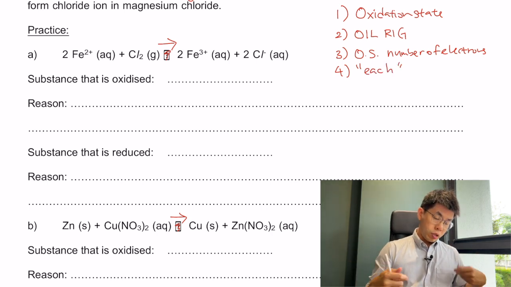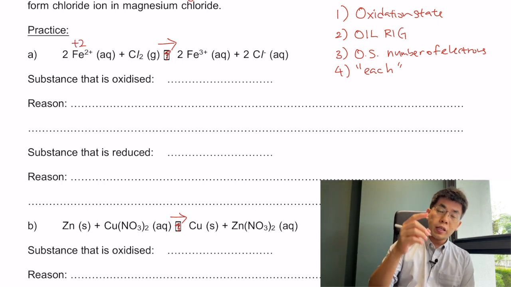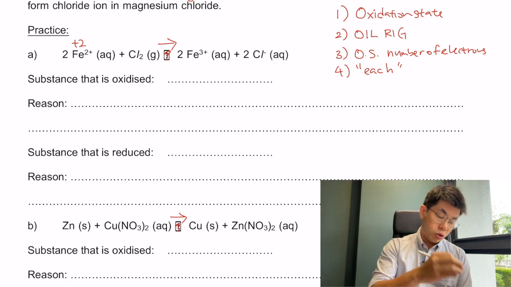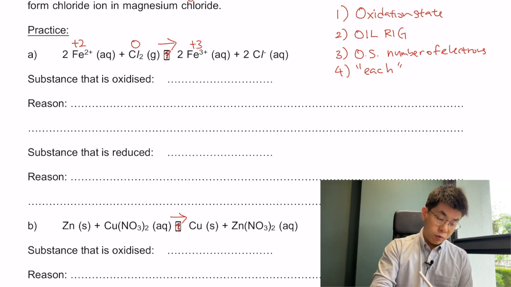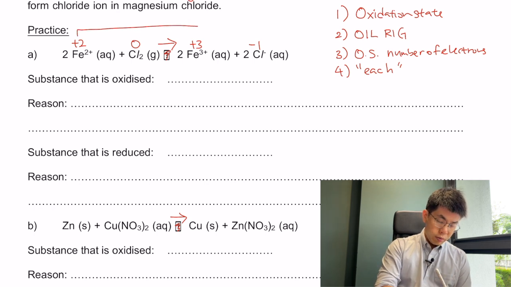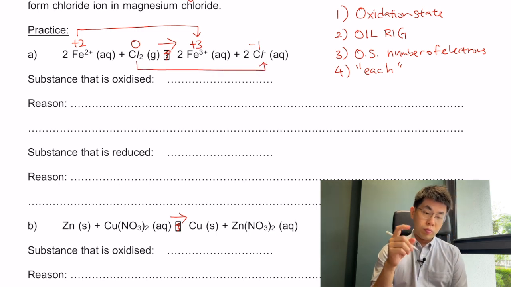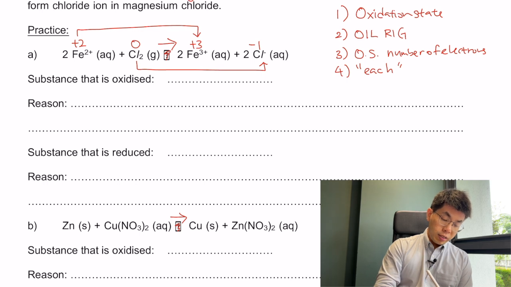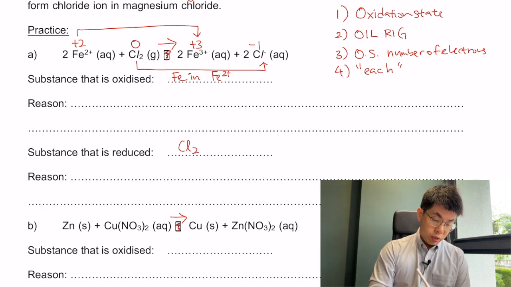Okay, so let's practice one question. Let's look at the first one. Fe2+ is +2. I'm supposed to use oxidation state. Chlorine is an element, and an element is 0. Fe3+ is +3, and Cl minus would be -1. So looking over here, I can see that the Fe2+ increased from +2 to +3, while the chlorine decreased from 0 to -1. So what has been oxidized is the Fe in Fe2+, and what has been reduced is the Cl in Cl2.